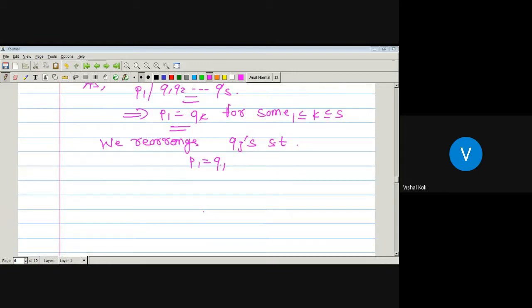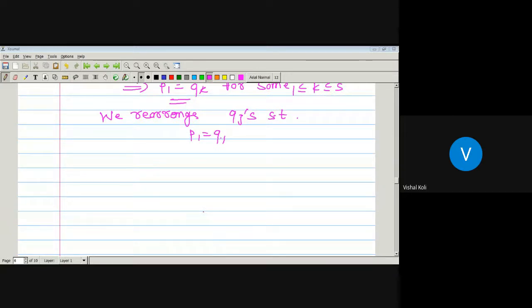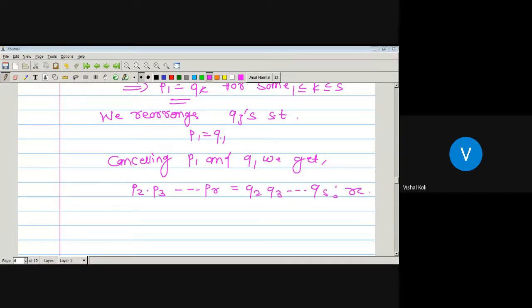Okay, so now P1 is equal to Q1. Now as P1 into P2 into up to so on PR is equal to Q1 into Q2 up to so on QS, then we have to cancel the P1 on both sides. That is, cancelling P1 and Q1, we get P2 into P3 into up to so on PR is equal to Q2 into Q3 into up to so on QS, where R is less than S.